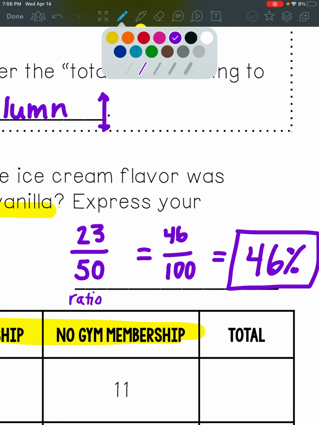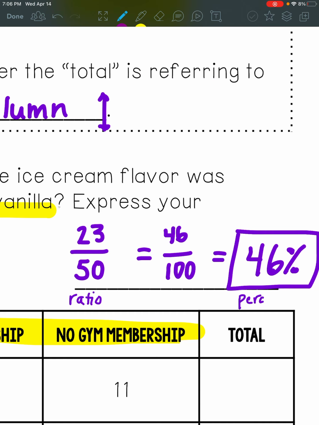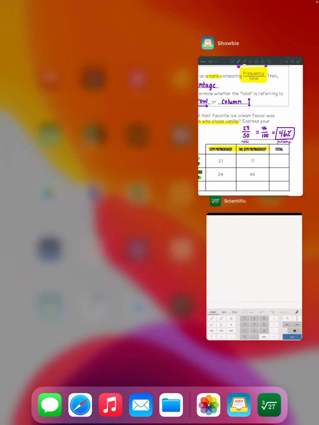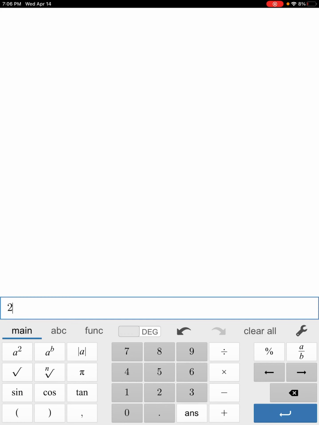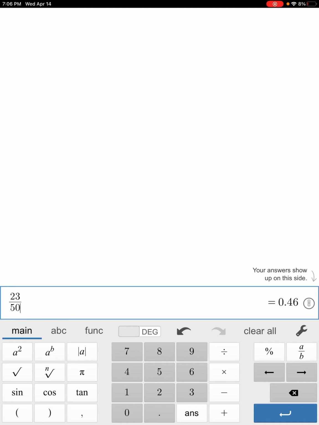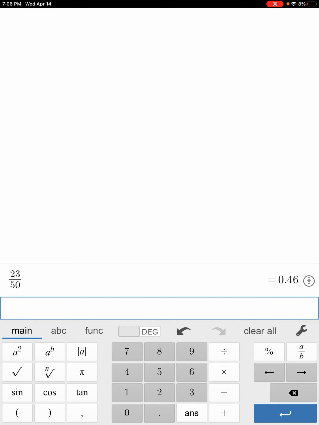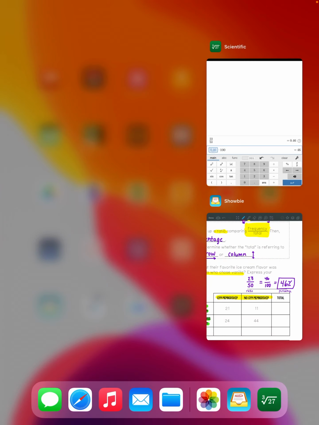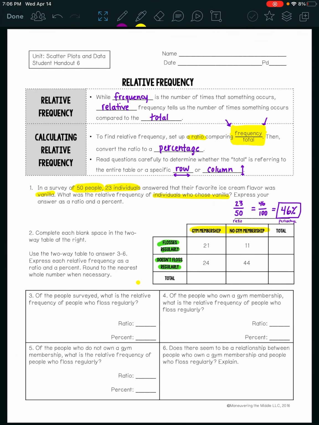Now, unfortunately, it doesn't always work out with our bottom number being a 100 or a multiple of 100. So if you didn't know how to do that, you could always come to your calculator and do 23 divided by 50. And there we get 0.46. Keep in mind, percents are always out of 100, so you could take that 0.46 and multiply it by 100, and then there it changes it to a percent. So 46% of those people surveyed preferred vanilla ice cream.